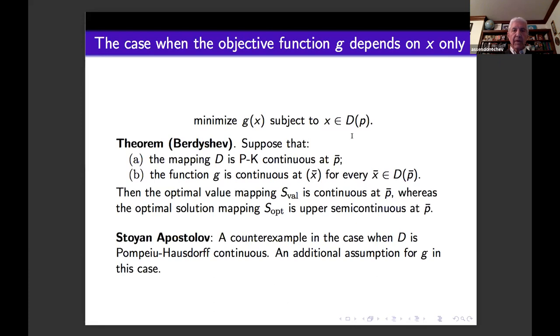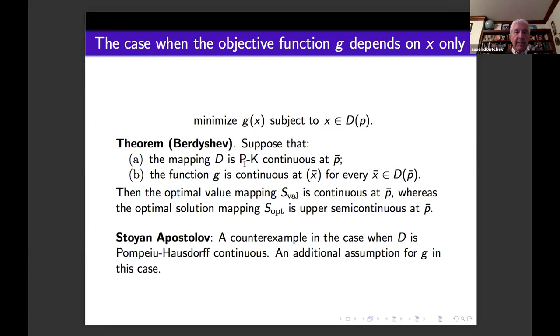I gave one of the students the task of proving a version of Berdyshev's theorem where the function g does not depend on p. So we have this problem here: minimize g of x subject to x in D of p. Now, what I knew is that there is a theorem by Berdyshev, a Russian mathematician from the 1970s. This theorem was proved, which claims the following.